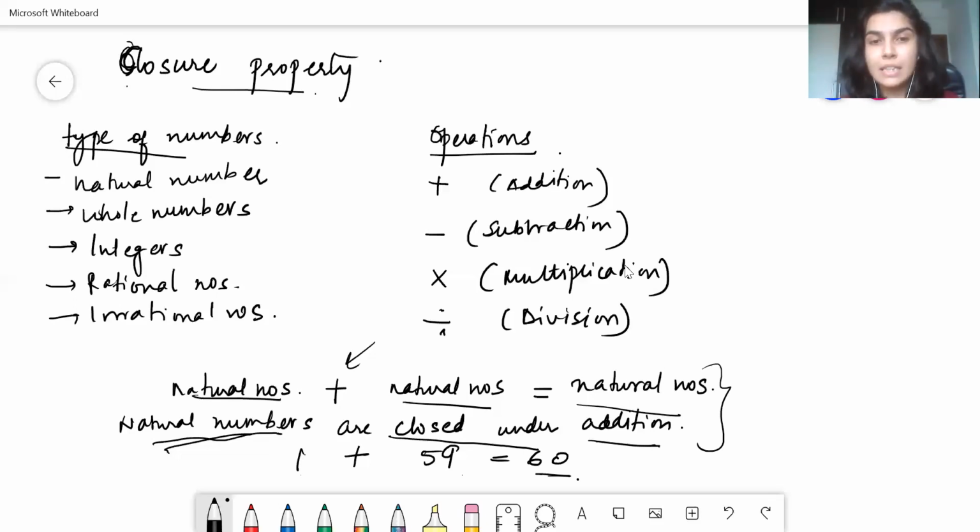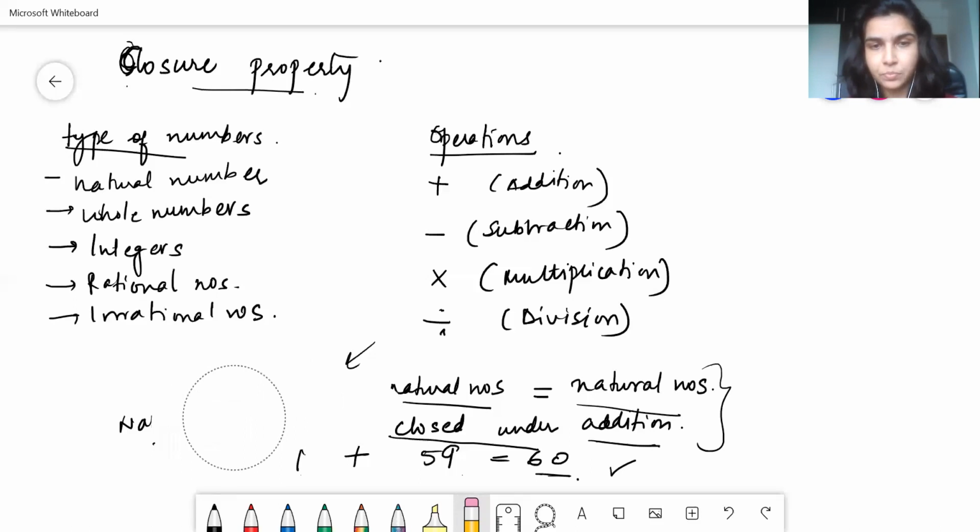So if I see all the examples, whenever I add two natural numbers, I get a natural number as an answer, which means that natural numbers are closed under addition. Now, if something like this is written to me, how to interpret this statement is also very, very important.